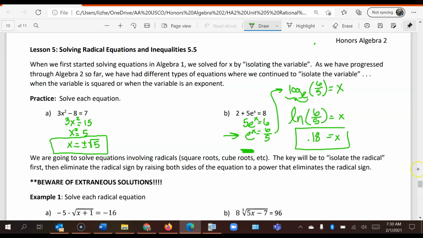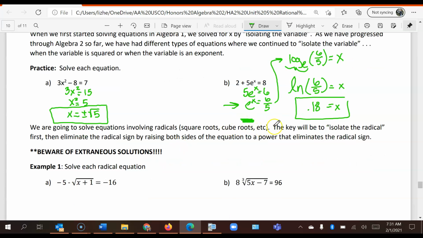Okay. We are going to solve equations involving radicals, square roots, cube roots, etc. The key will be to isolate the radical. So the first thing you want to do when you solve these is isolate the radical. It's similar to this problem because the first thing we wanted to do here was isolate the little exponential phrase, the e to the x. So very similar. Here, the first thing we want to do is isolate the radical. And then we will find x.